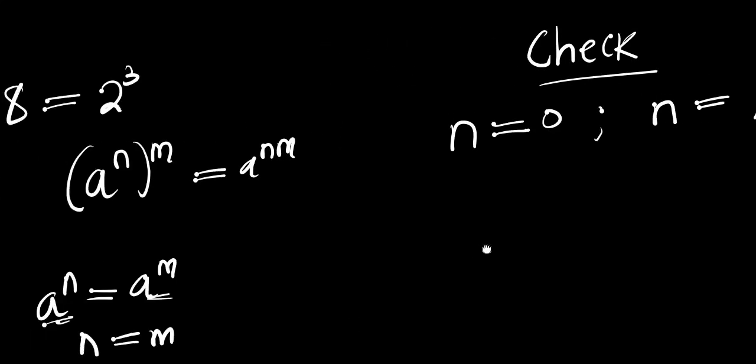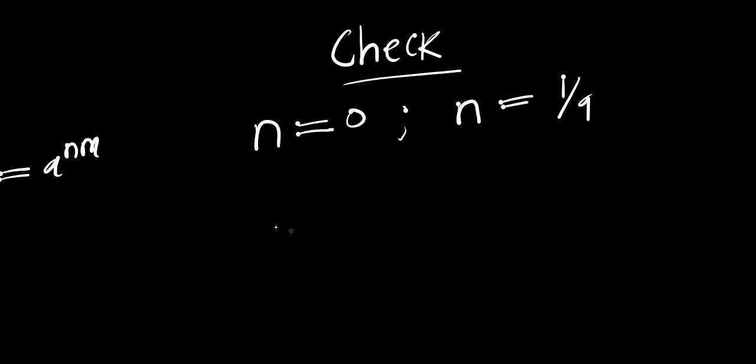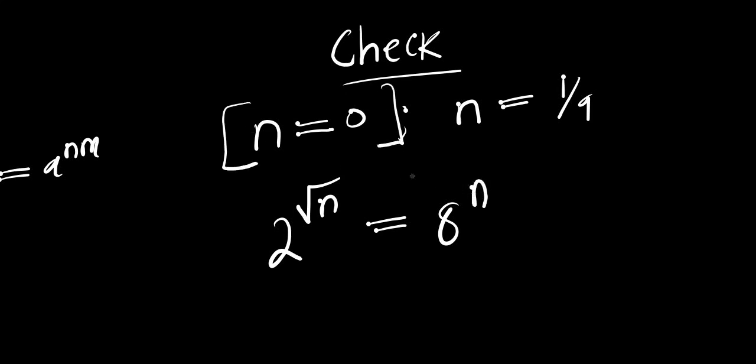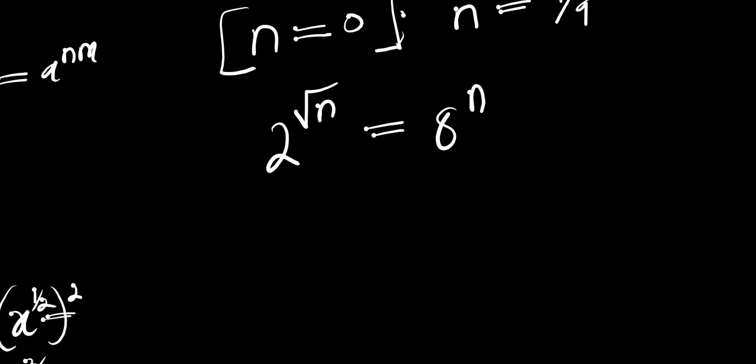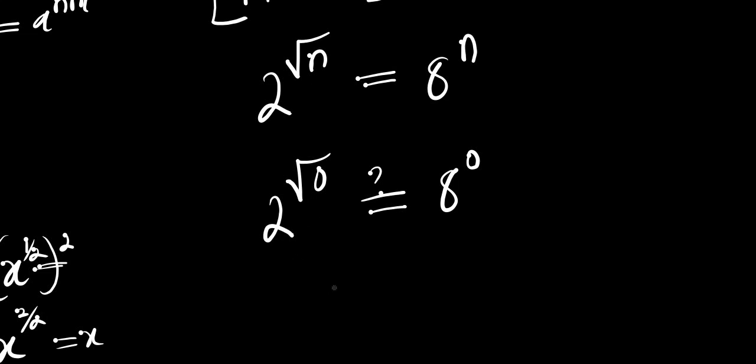Now, let's start with the first one. Remember, let's recopy the problem. We have 2 to the power of root of n equals 8 power n. Let's consider this one when n equals 0. So that means we are going to have 2 power root of 0 equals 8 power 0. Now, square root of 0 is 0. We have 2 power 0 equals 8 power 0.